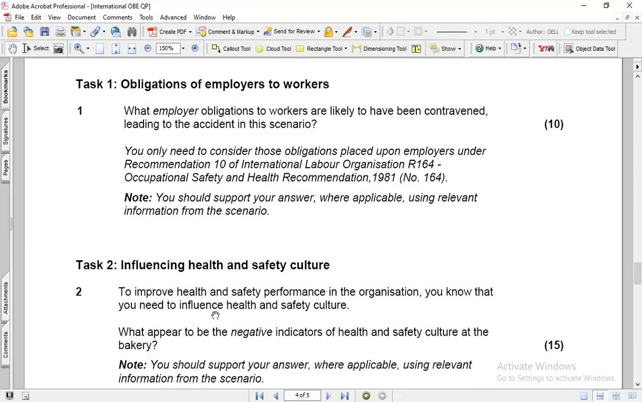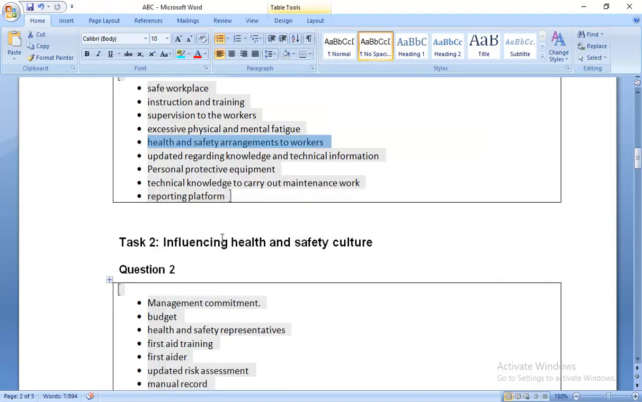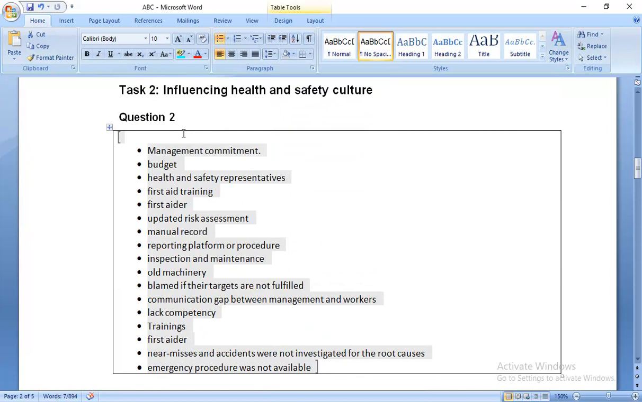Next task, influencing health and safety culture. We have 15 marks for this task. What appear to be the negative indicators of health and safety culture at the bakery. Influencing health and safety culture, the negative indicators that are available in the bakery are that management commitment doesn't exist for managing health and safety. There is no budget available for dealing with health and safety issues. There is no health and safety representative available. First aid training is not available there.